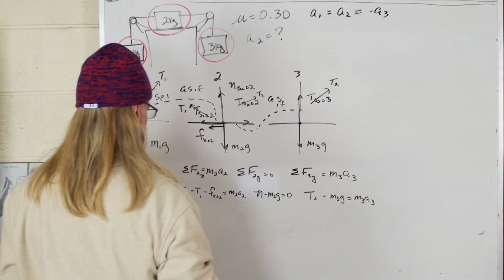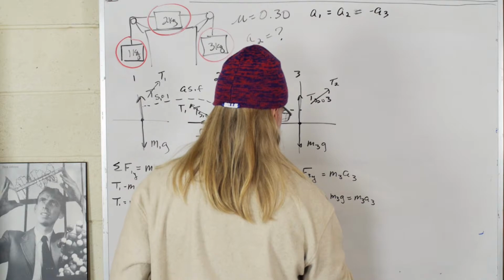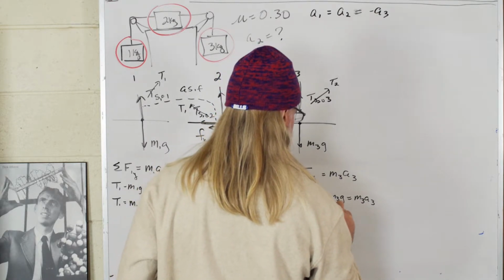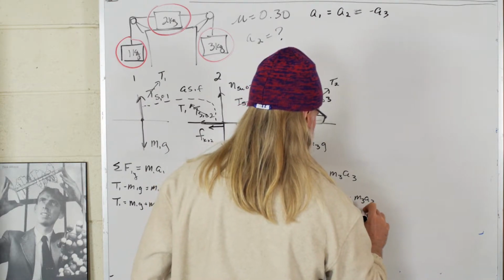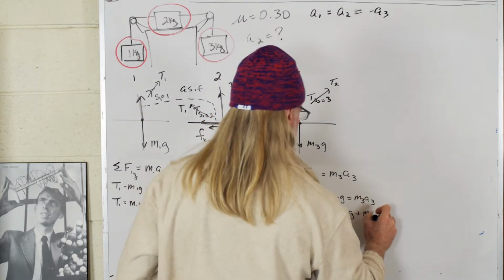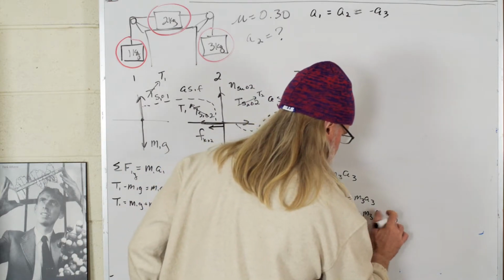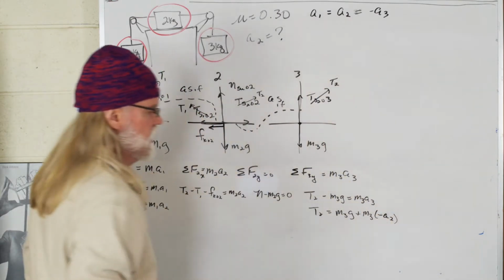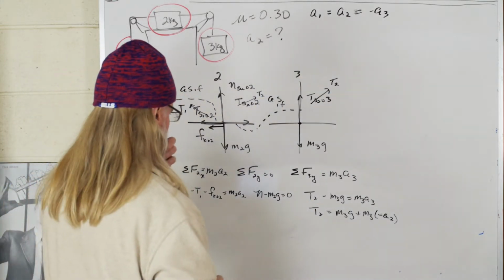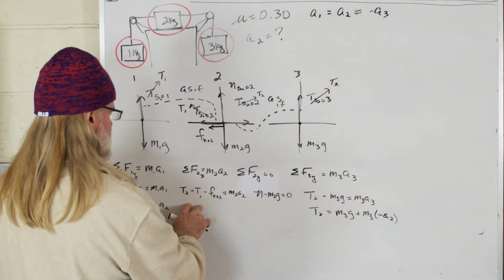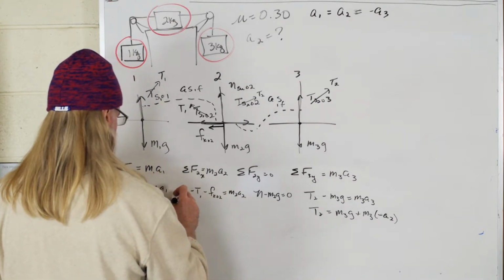And then let's go over to T2. Plug that in there. So we have T2 equals M3G plus M3 times negative A2. Negative A2, because we're going to plug that in there because A3 and A2 are opposite in sign. All right, so we have our T1 and our T2, and I think we're done with these guys.